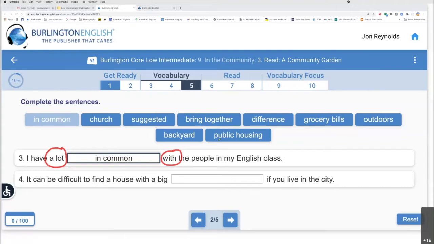Now, for example, let's use it here in our example in the class. The sentence says, I have a lot in common with the people in my English class. Now, Saba, I'll come back to you for just a moment. What does that sentence mean? I have a lot in common with the people in my English class. I think it can like, about traditions, about... Well, what's something you definitely share with everybody?